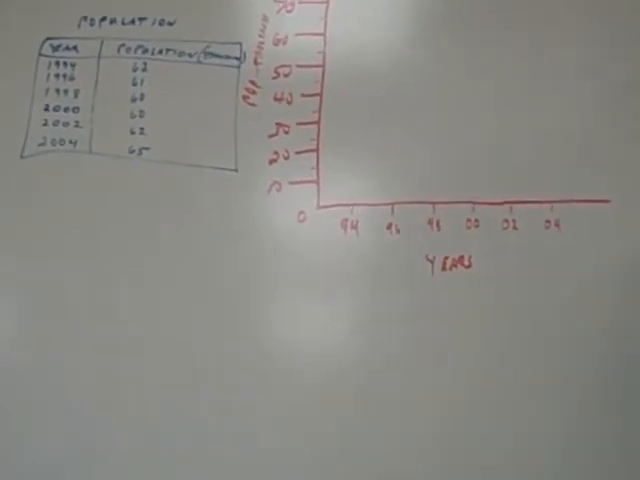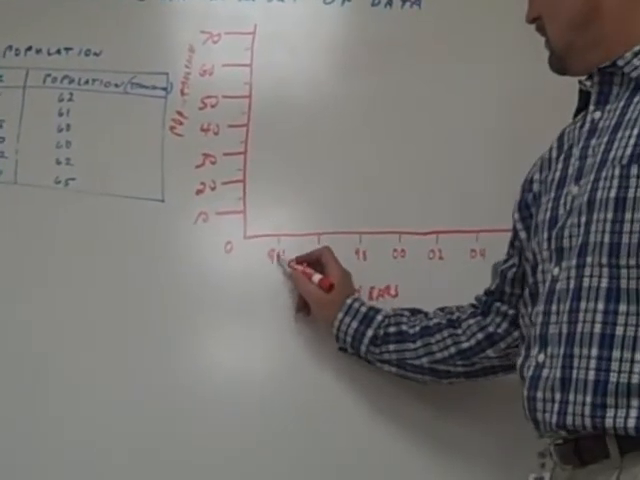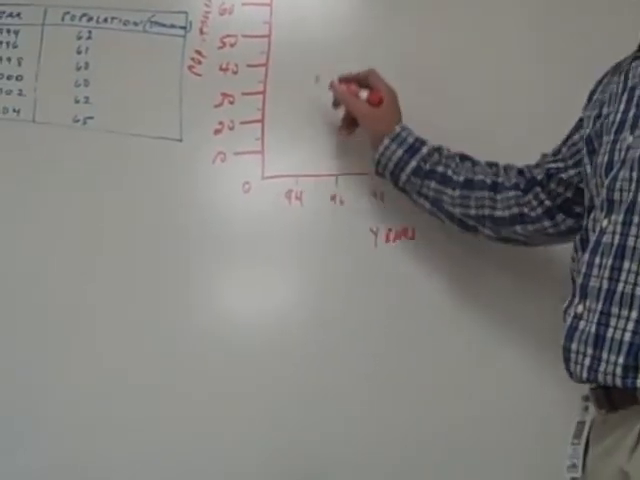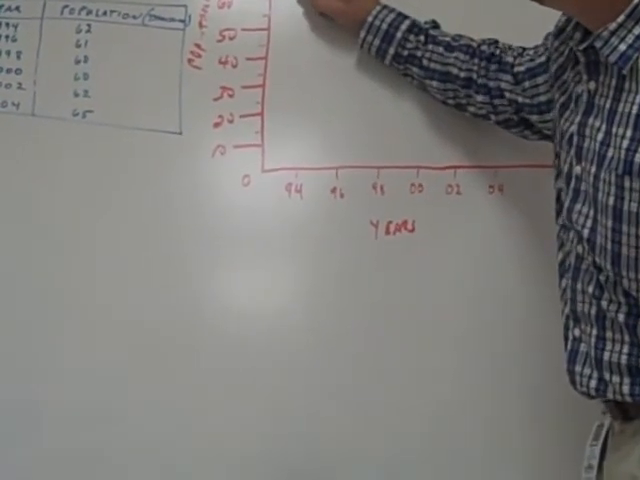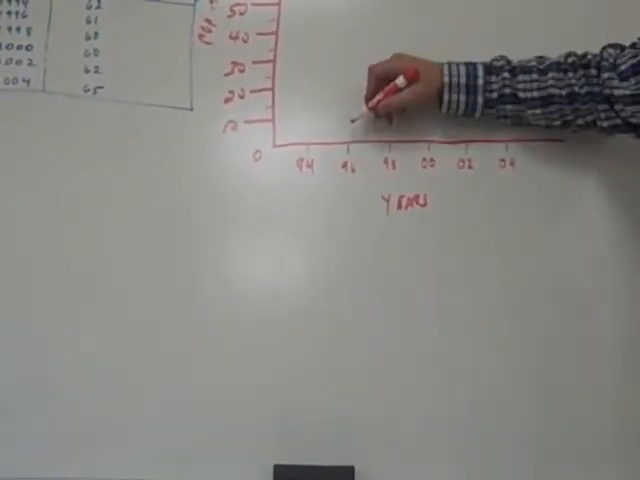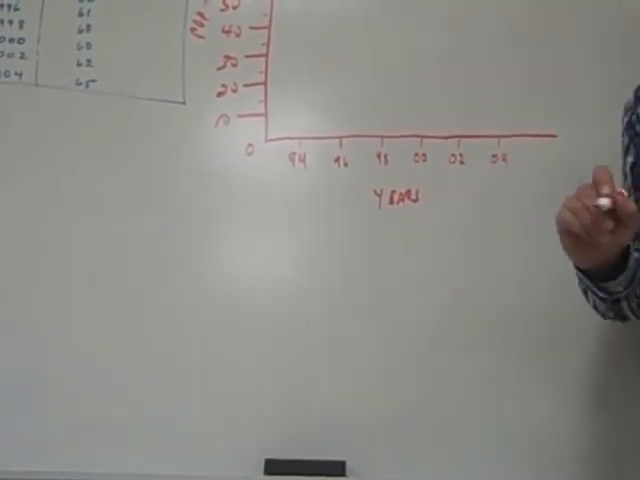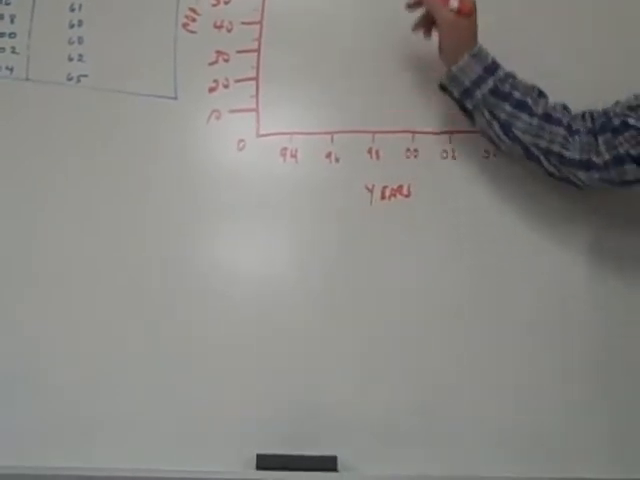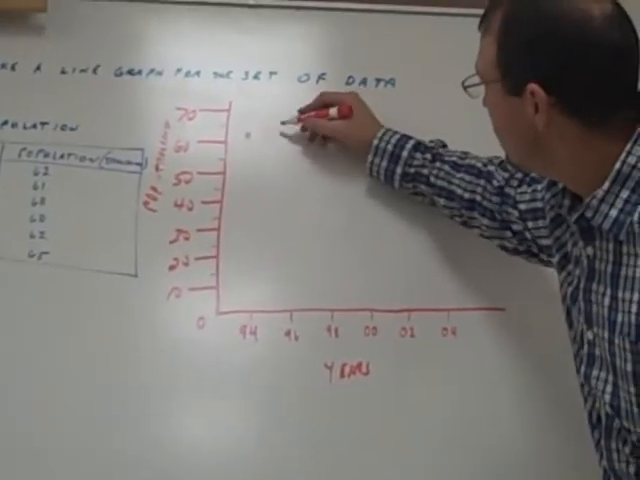Now we've got to use dots and lines. I didn't draw an example of that on there, did I? We'll go back and do that. So at 94, where are we? 62. Would that be about right there? Okay, 62. 96, 61, just a hair bit lower. 98, 60. At 98, I didn't go over far enough, did I?